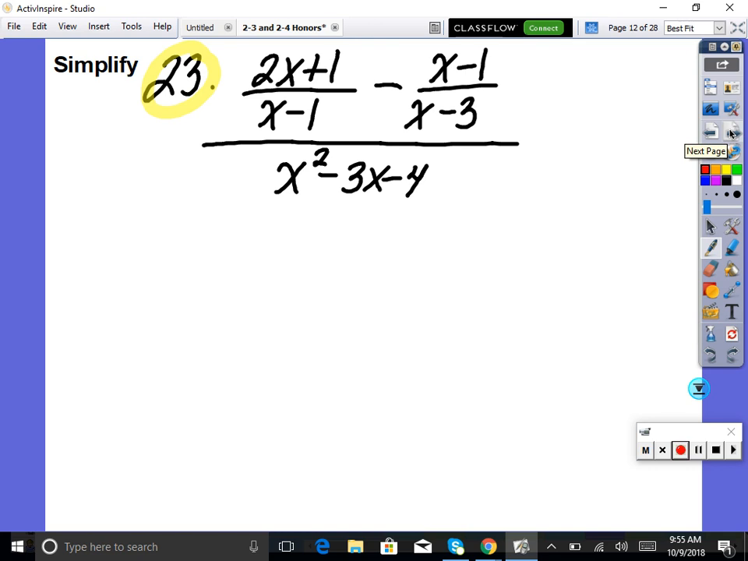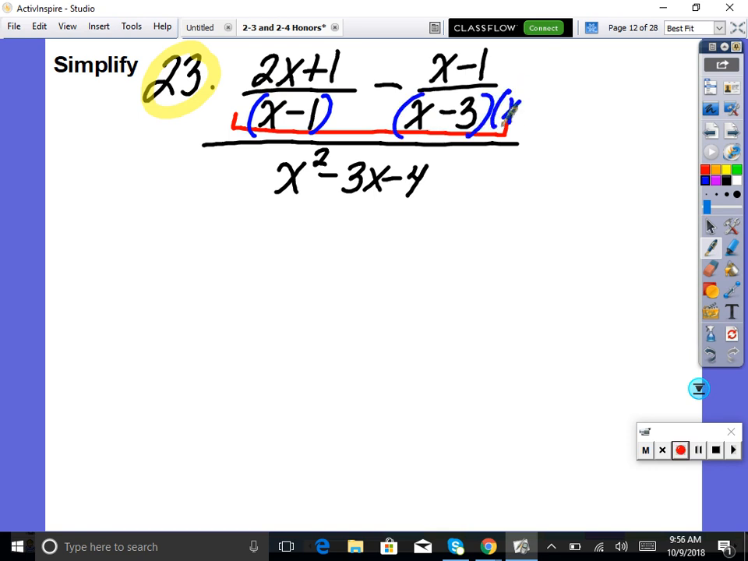So looking at number 23, you'd say, okay, a lot of stuff going on here. I can't flip and multiply unless there's only one fraction. Right here I have 2. So let's just focus on the top. Let's get a least common denominator, because the denominator is already factored.